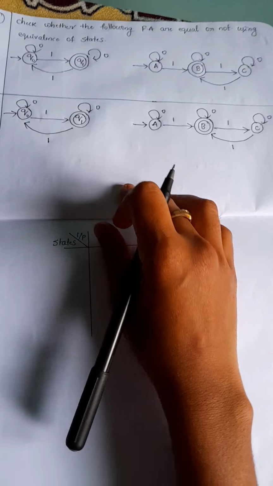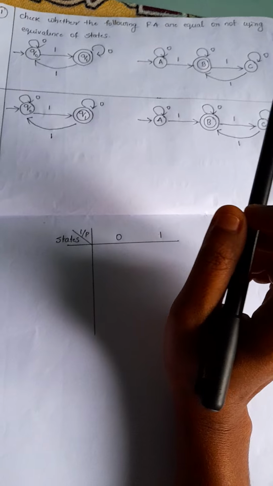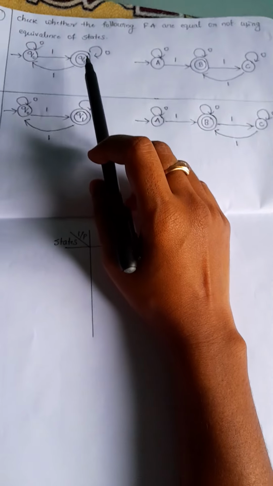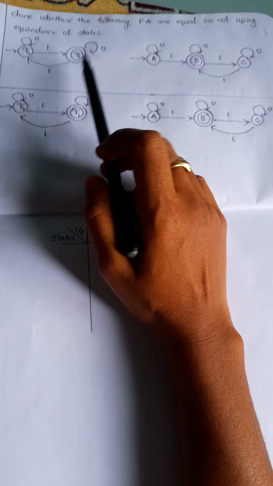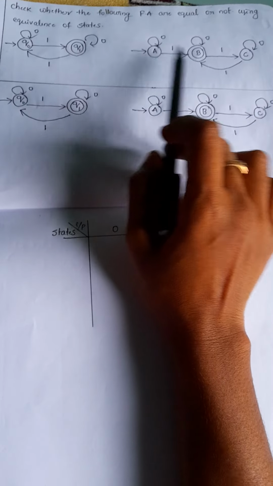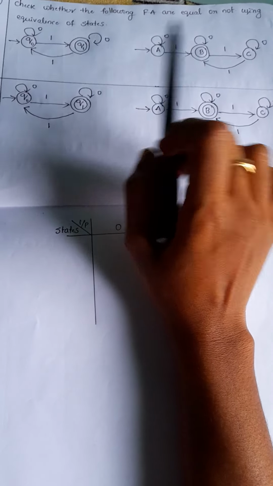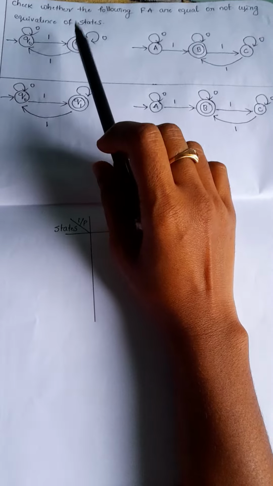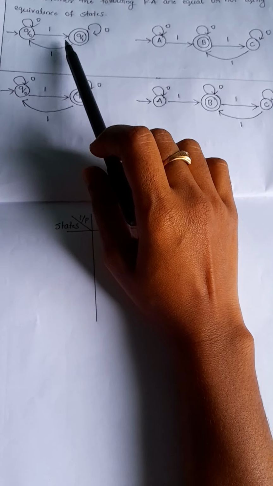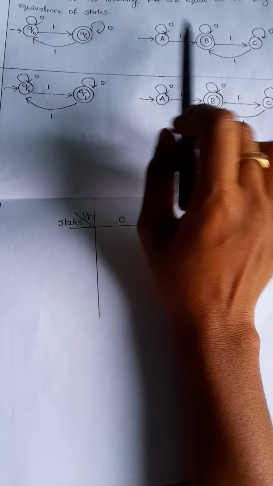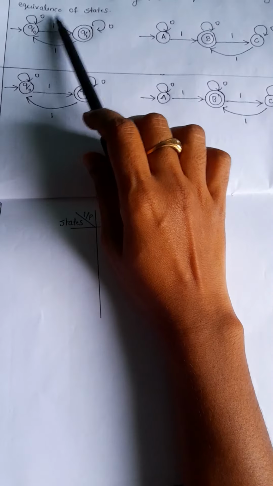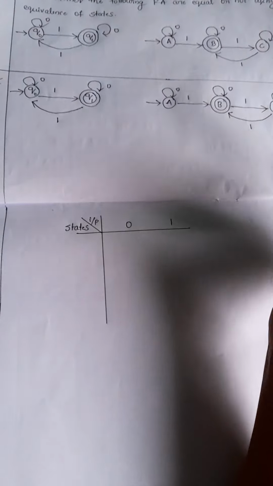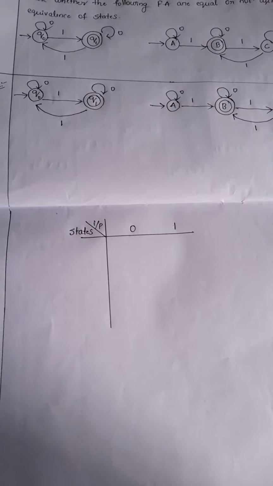Here I just want to explain the concept of equivalence of states. So the problem they may give like this: two different finite automata with different types of states. And they will ask us to check whether these two finite automata are equal or not by using the equivalence of states. Now I am going to explain this concept.